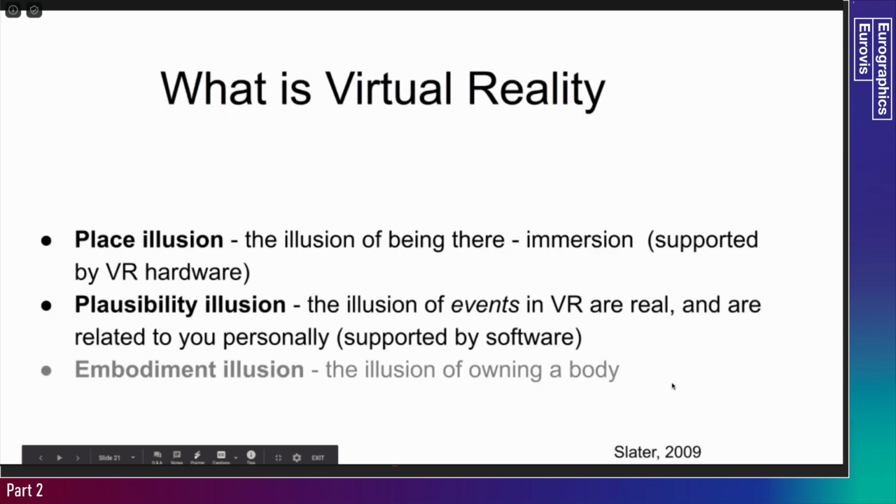So there's also obviously the embodied illusion, which is also really important in VR. But in the scope of today's talk, I'm going to leave it out for now. So what is virtual reality? Virtual reality, for me, are the two illusions: place illusion, the illusion of being there, and plausibility illusion, the illusion that events happening in VR are real, and the virtual character in VR you are interacting with actually cares about you. Whatever you do to them matters, and they actually give you appropriate responses.